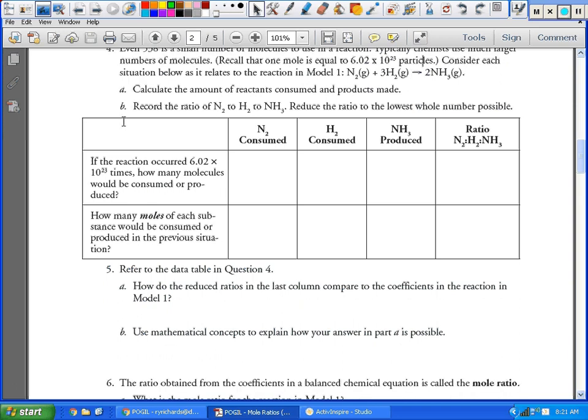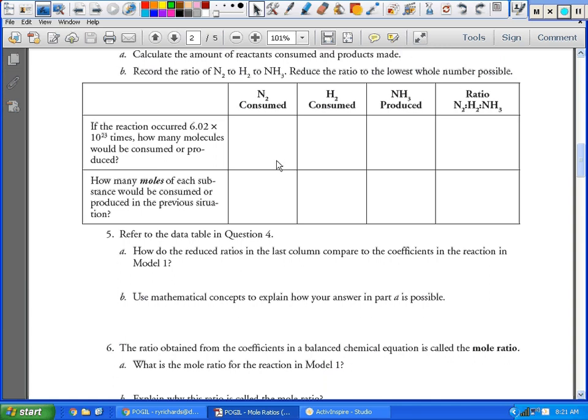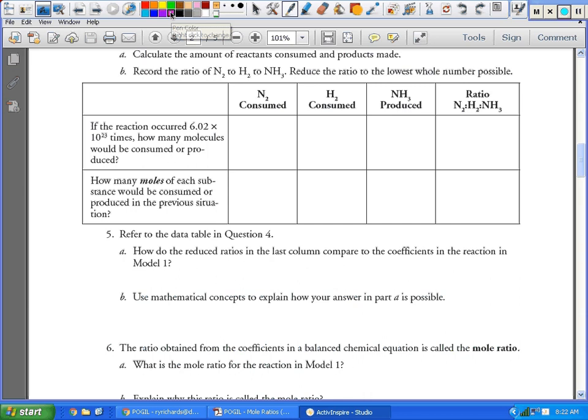All right, so if the reaction occurred 6.02 times 10 to the 23rd times, how many molecules would be consumed or produced? Now, this is where it's going to get a little bit tricky. So it's going to be 6.02 times 10 to the 23rd in this particular case. Why? Because there is one of them. Do you agree there's only one of those? Now, let's do the easiest one next. Let's go down to the ammonia. How many ammonia were there? There were two of them.